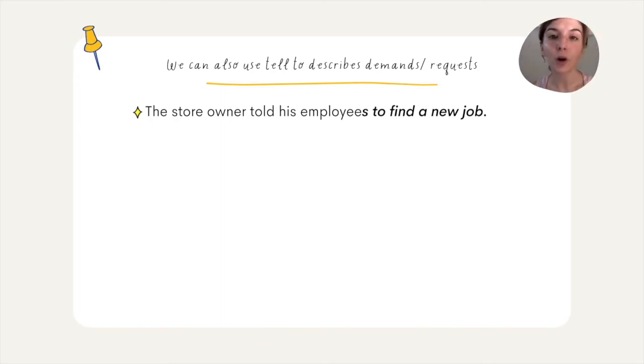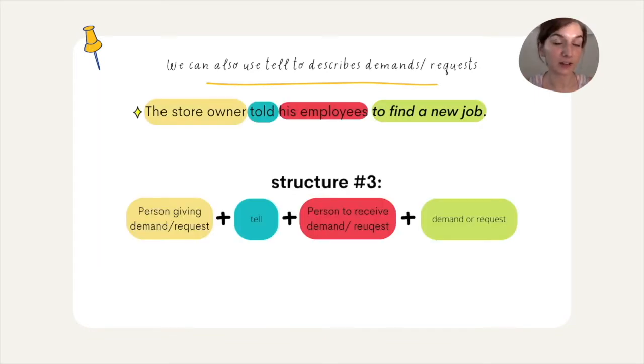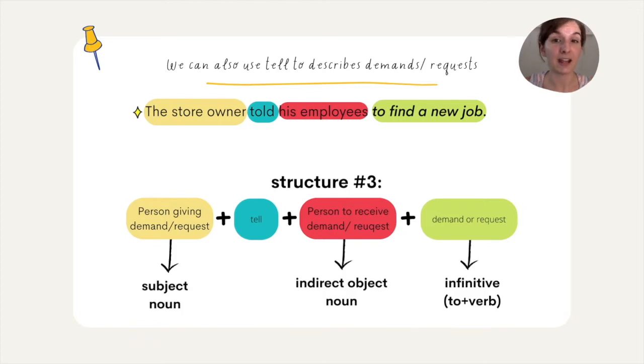Anyway, the store owner told his employees to find a new job. Now, if we look at the structure of this sentence with the command, we see that we have the person giving the command or making the request. We have the verb tell. We have the person who is meant to receive the demand or the request, and the demand or request itself at the end. And grammatically, that looks something like the subject, right?